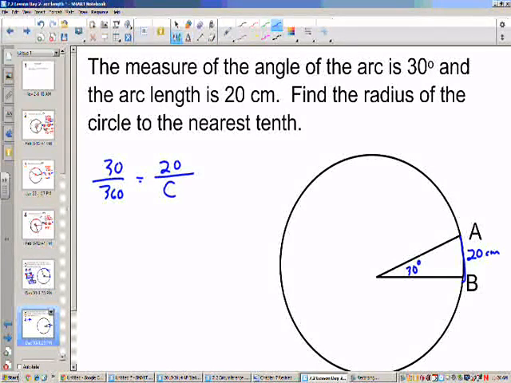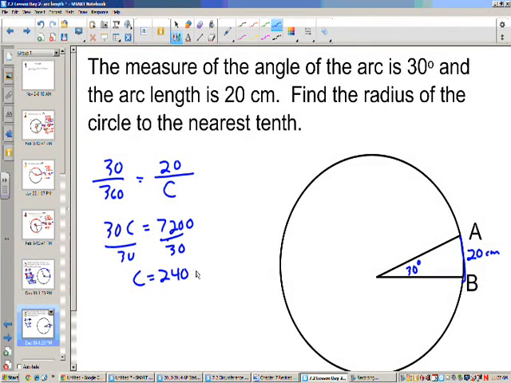So now I can cross multiply and divide. This is 30 times c is equal to 7,200. Divide both sides by 30, and my circumference is 240 centimeters. All right, so the circumference is 240 centimeters.